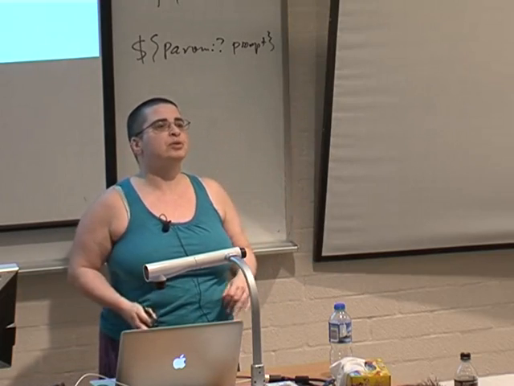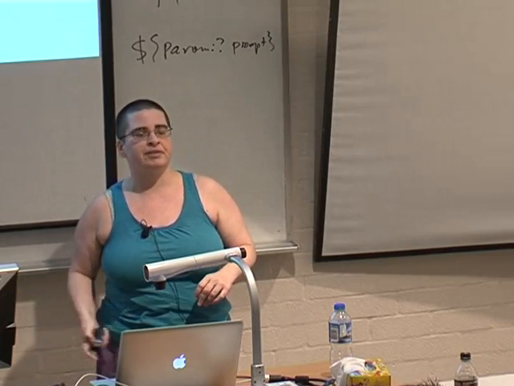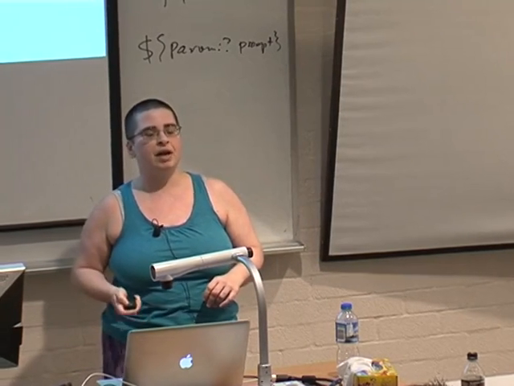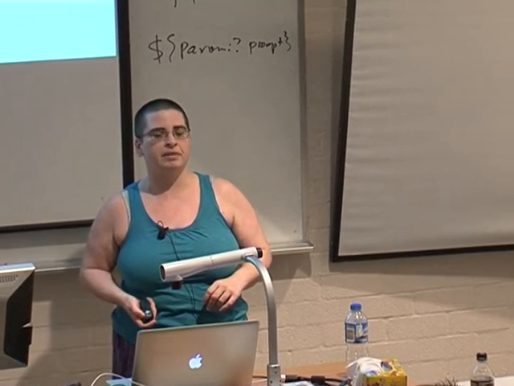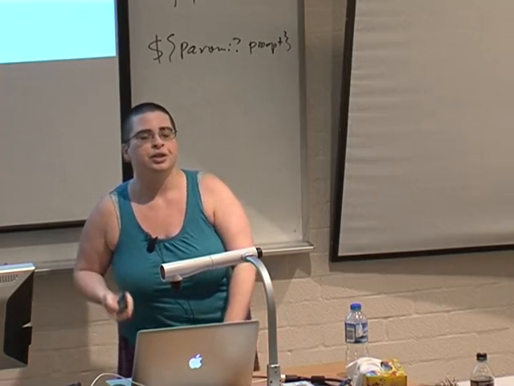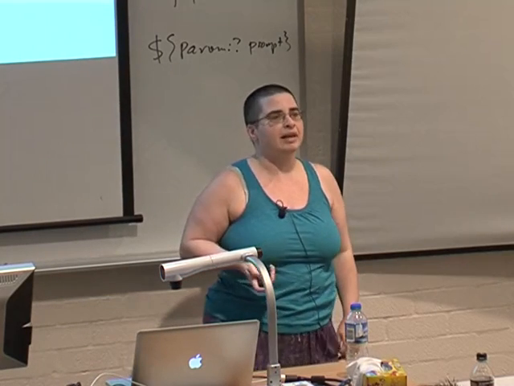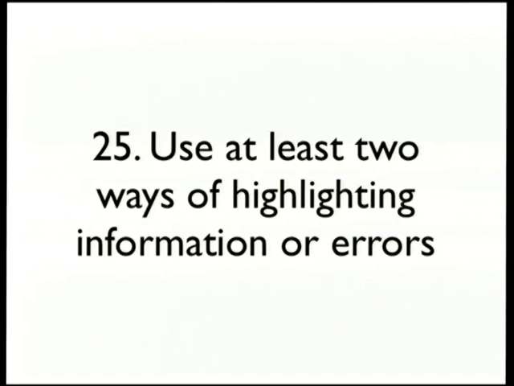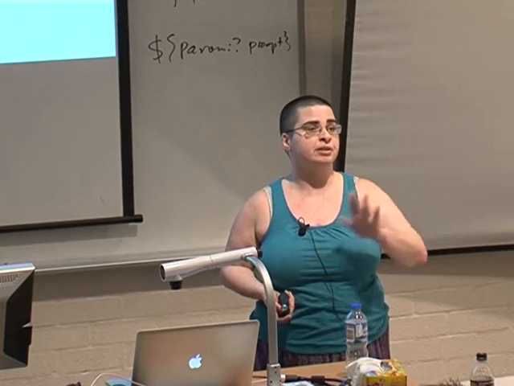Okay, so now we're going to move a little bit out of the realm of user preferences and display, et cetera, and we're going to start talking a little bit about some more cognitive accessibility stuff. Use at least two ways of highlighting information that you're providing to the user when there's an error. Even when you want them to compare two things that are different.